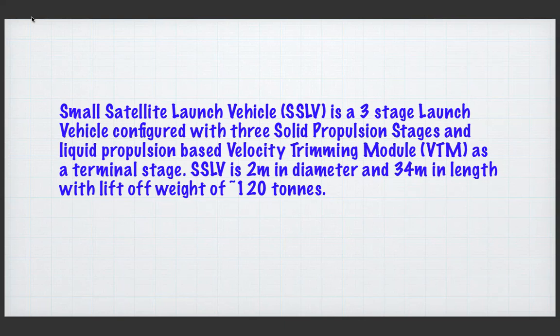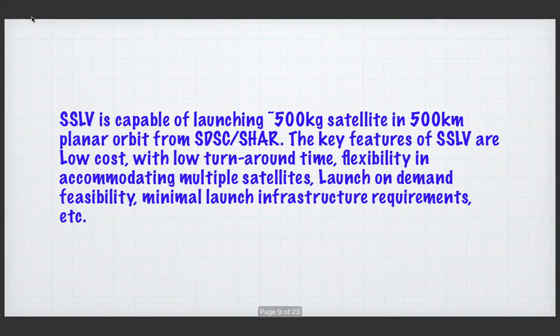The vehicle is configured with three solid propulsion stages and a liquid propulsion based velocity trimming module as a terminal stage. SSLV is 2 meters in diameter and 34 meters in height, with a lift-off weight of 120 tons. SSLV is capable of launching a 500 kg satellite into a 500 kilometer polar orbit.